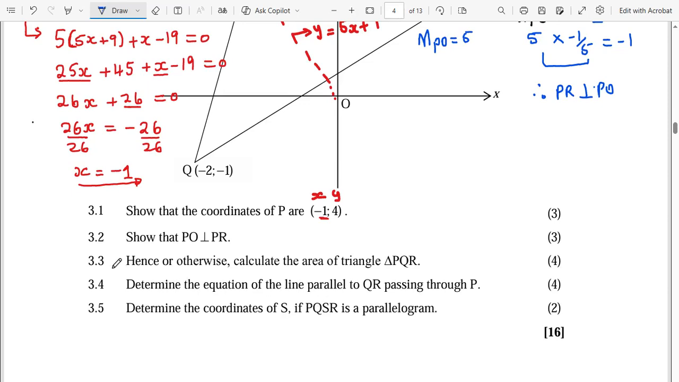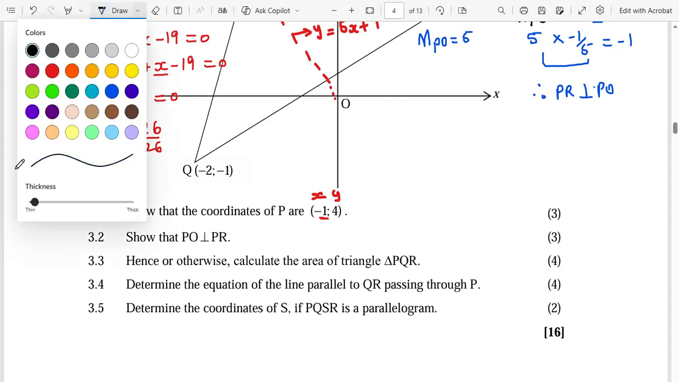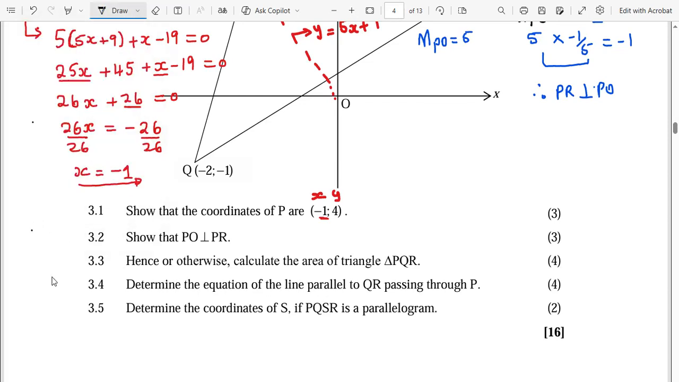Okay, so on 3.3, they are talking about the hence. Hence means use whatever answer that you got on top to calculate the area of triangle PQR. Hence or otherwise. Hence means use what we got on top.